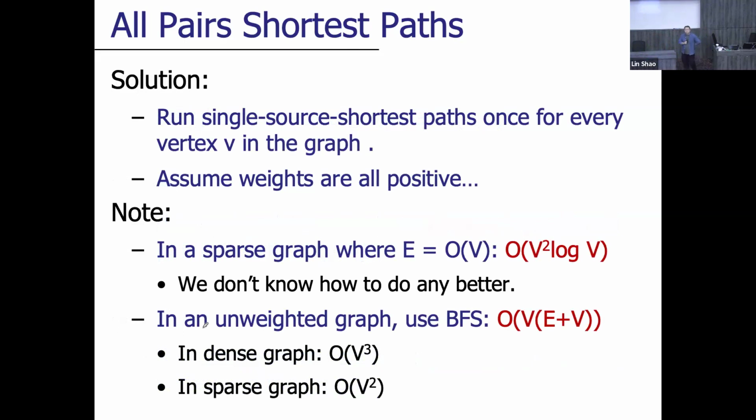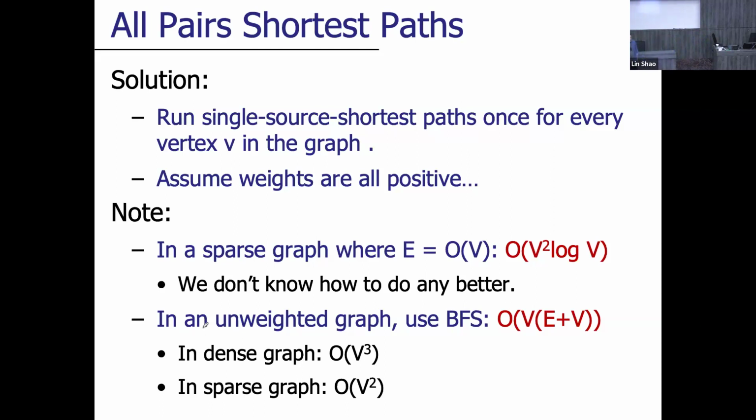All right. In a sparse graph, the number of edges is always on the order of V, right? Then the running time of this algorithm would be V squared times log V, right? And it turns out to be a fairly good result. It's basically optimal, and I don't think we could do significantly better, especially in a sparse graph.